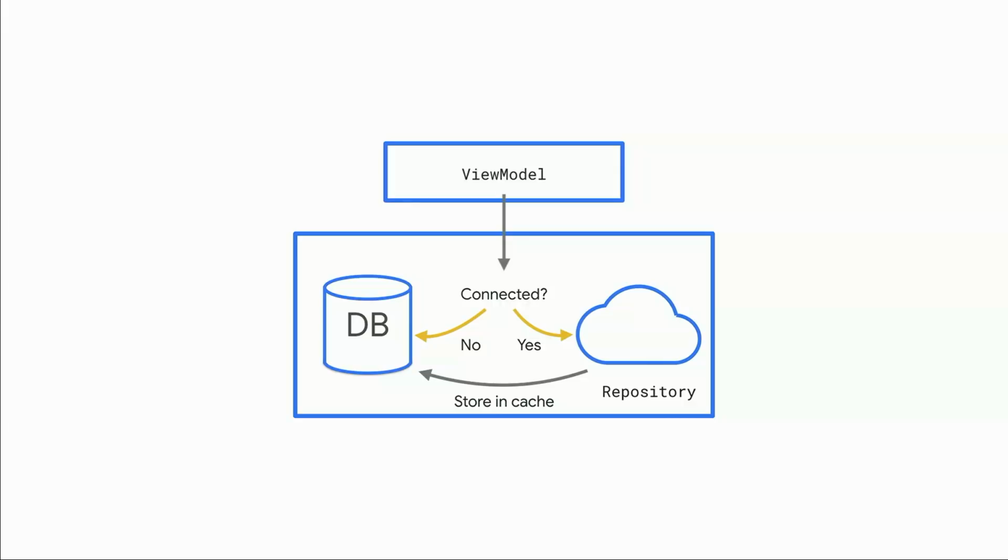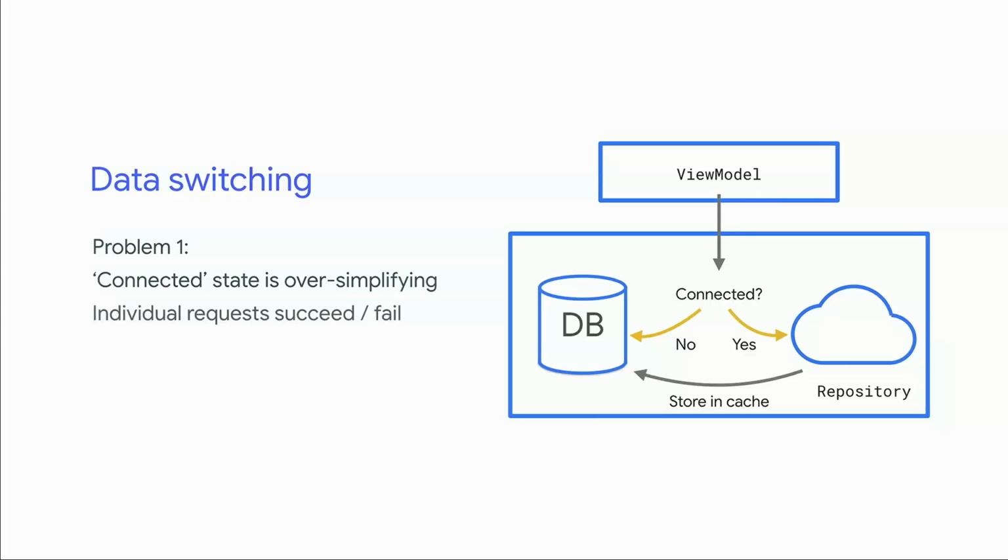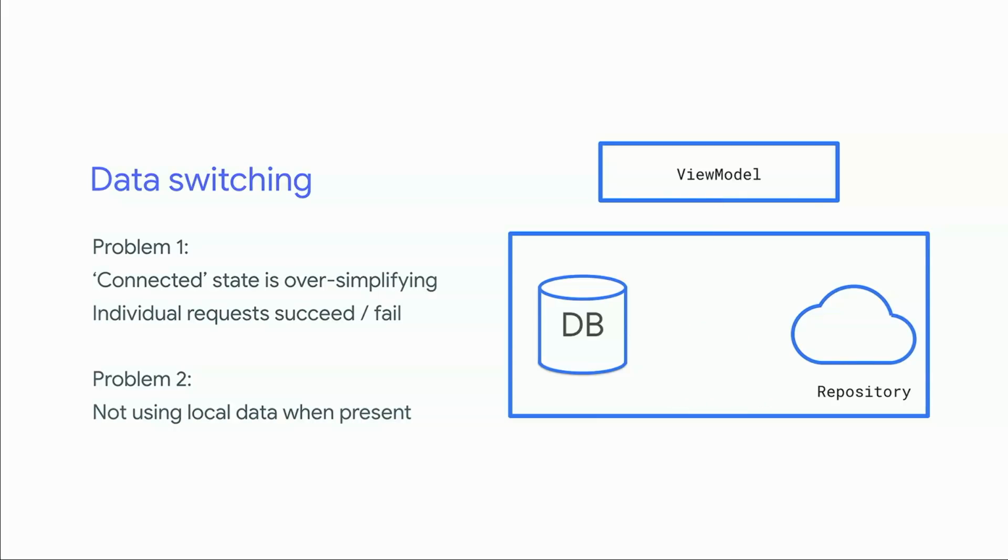However, this has a couple of really big problems that are important to discuss. This switching model has the first problem that this connected state is really oversimplifying. In reality, individual requests to your servers can succeed and fail, and a user that's connected like 20%, where some of the packets go through, doesn't fit nicely into this model. The other big problem is that we're not using local data when it's present. So let's look at a different way to do this.